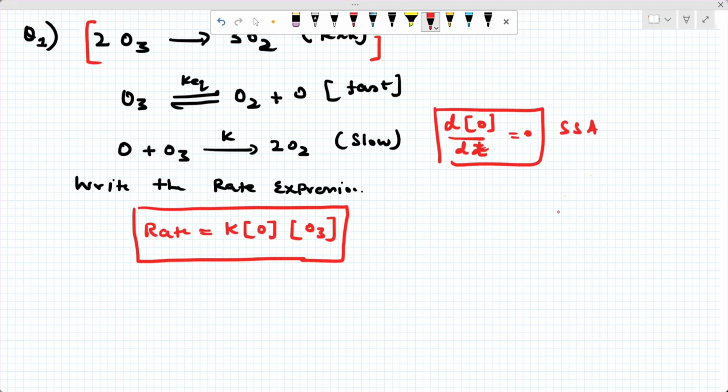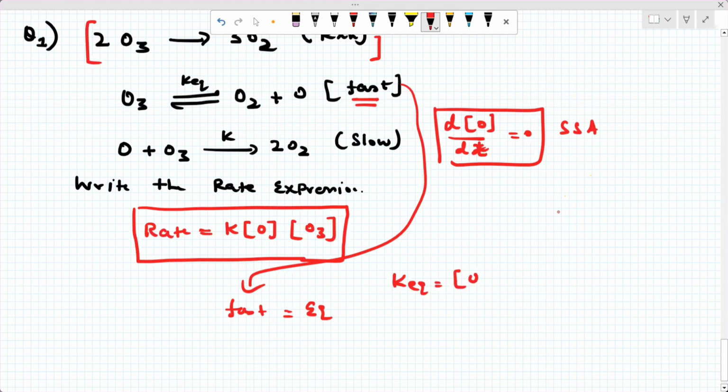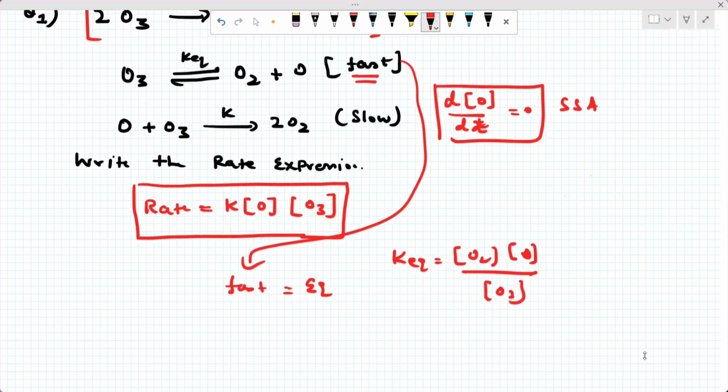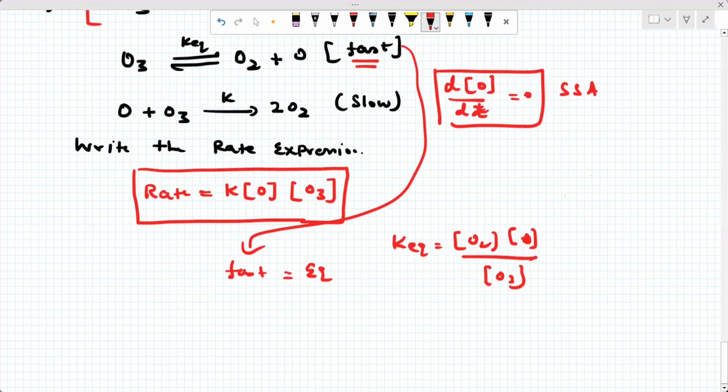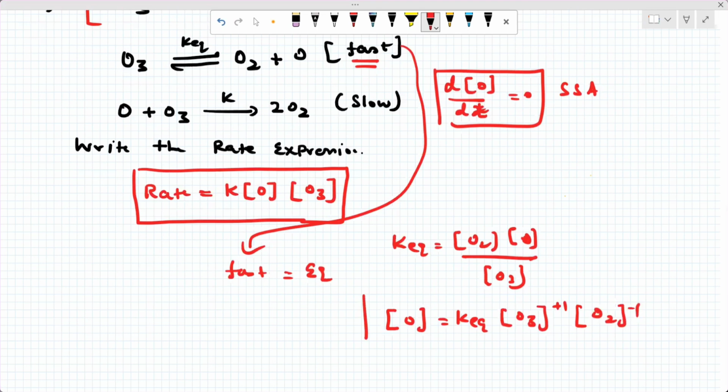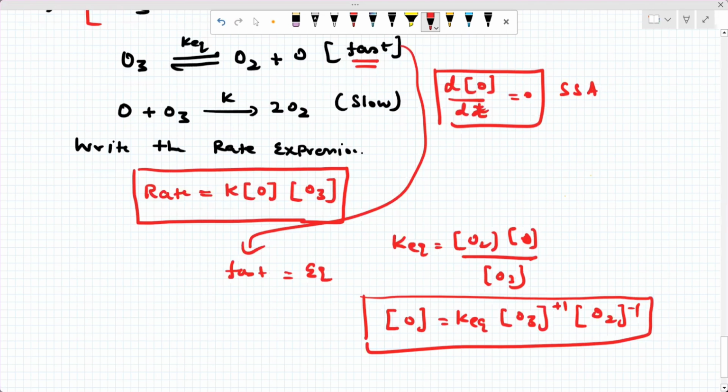Now since the data gives the equilibrium step as fast, therefore I am going to use that approach. Now see, since the equilibrium is given as fast, I go with the equilibrium approach. Now what is equilibrium? You know, products by reactants, therefore K equilibrium equals O2 by O by O3. Yes or no? Now what is the O value? We can just rearrange the formula. That is O equals K equilibrium [O3]^1 [O2]^-1. Now just apply the O concentration to this equation, and we get the rate law.